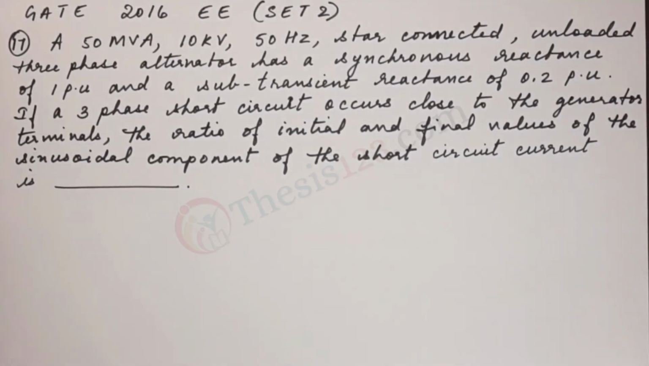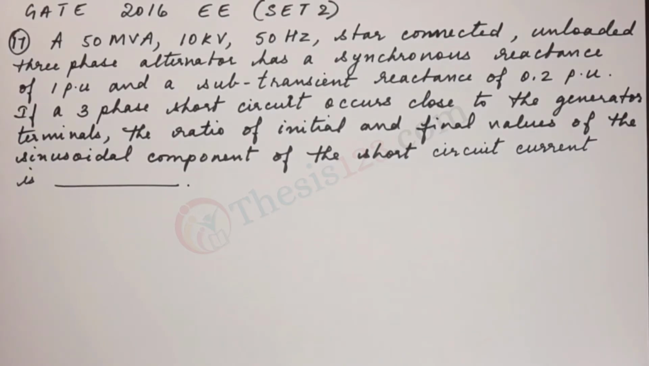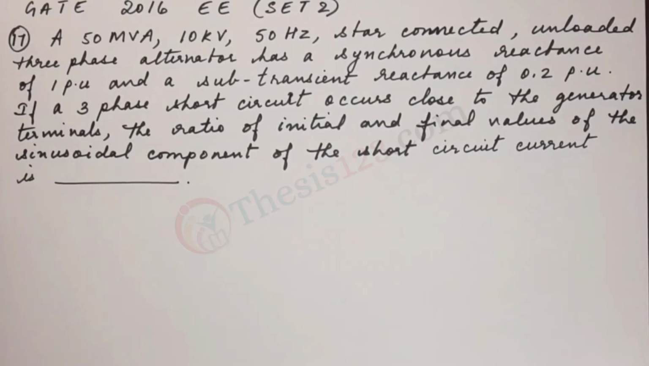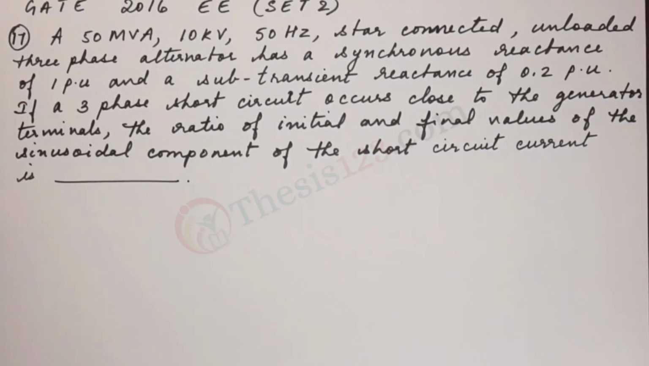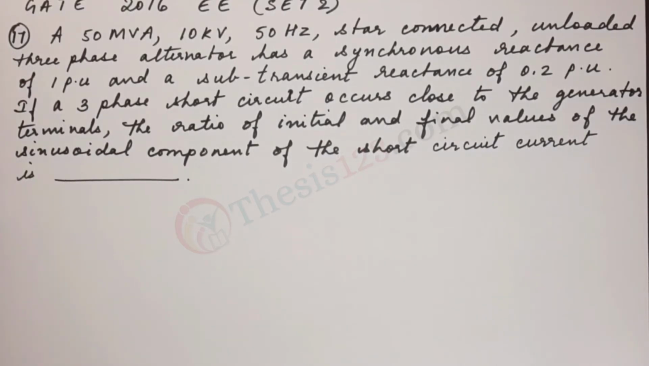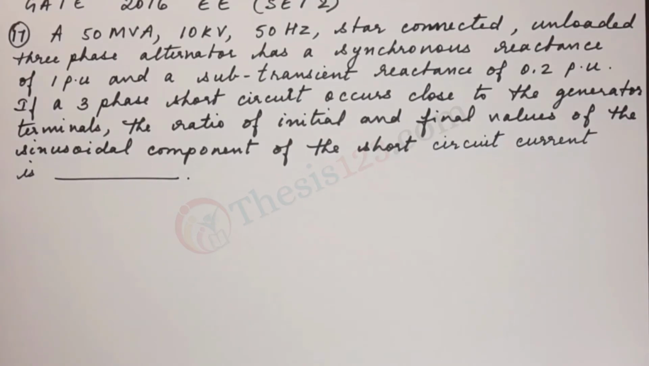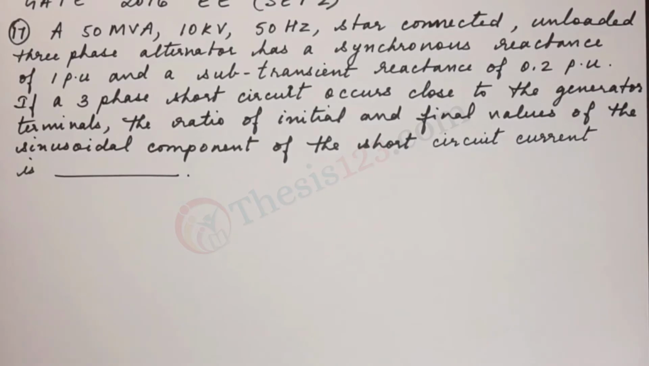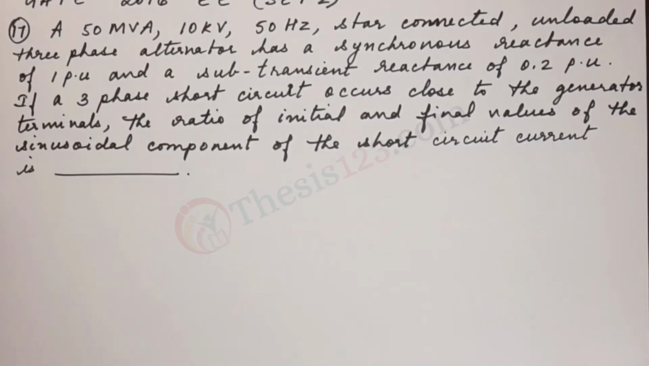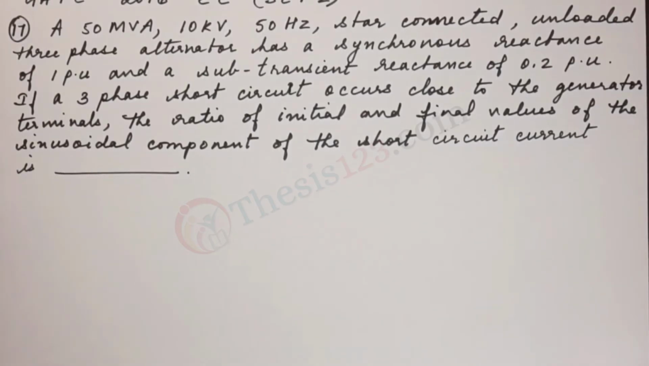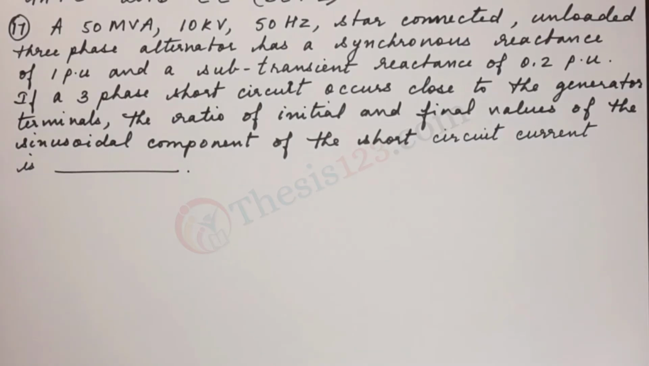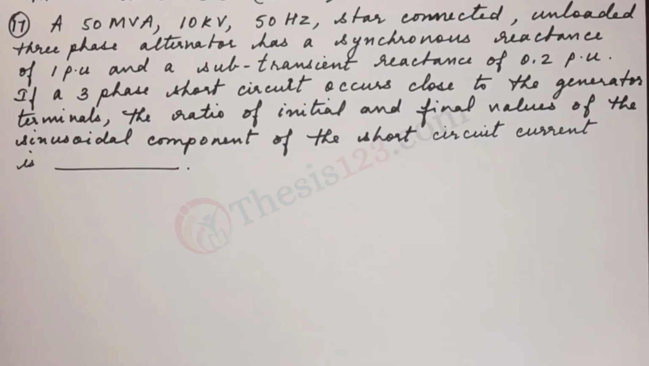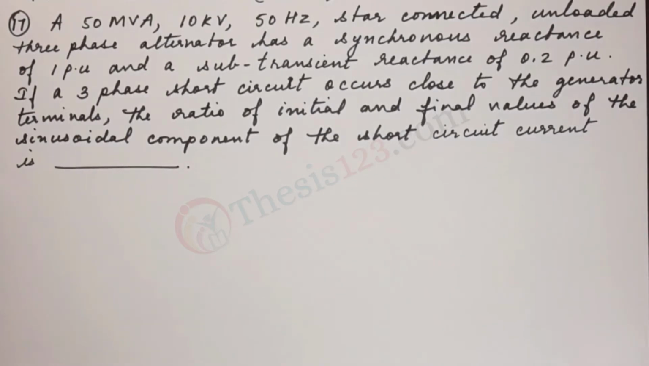Here's the next question, number 17. A 50 MVA 10 kV 50 Hz star-connected unloaded 3-phase alternator has a synchronous reactance of 1 pu and a subtransient reactance of 0.2 pu. If a 3-phase short circuit occurs close to the generator terminals, the ratio of initial and final values of the sinusoidal component of the short circuit current is dash.